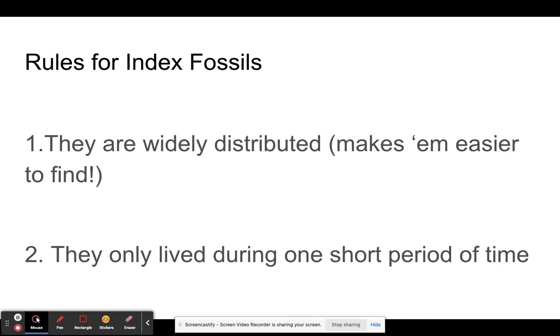If you found that fossil at 500 million years ago and 200 and 100 million years ago, and also, let's say it's even still alive today, then when you find it, it's not really going to give you a specific time for when that rock existed, because you don't know exactly when the plant existed.